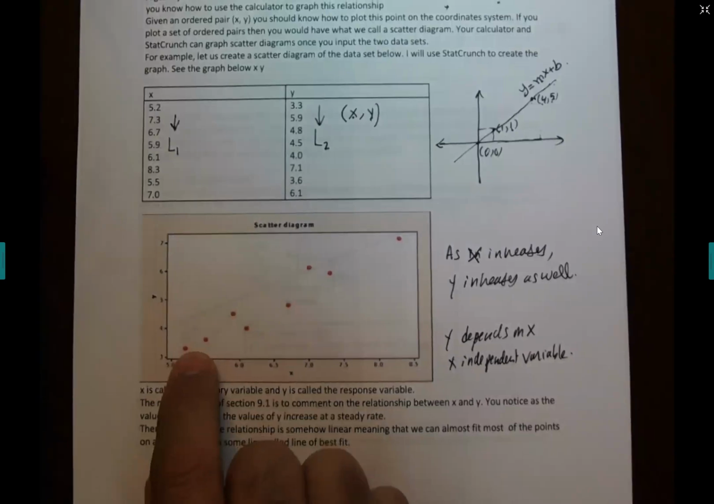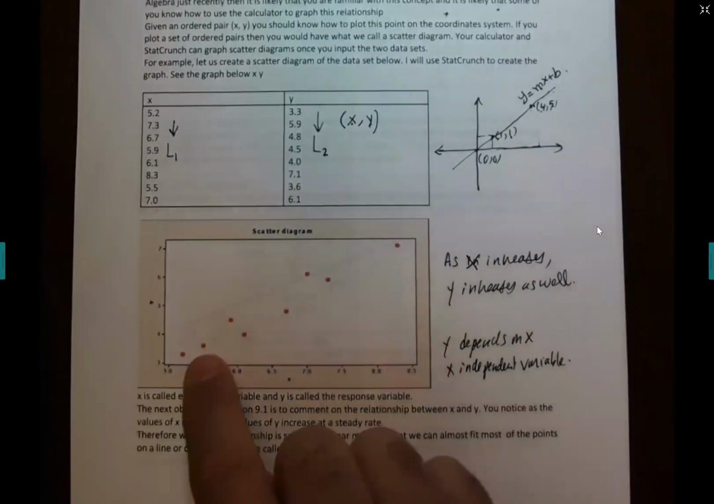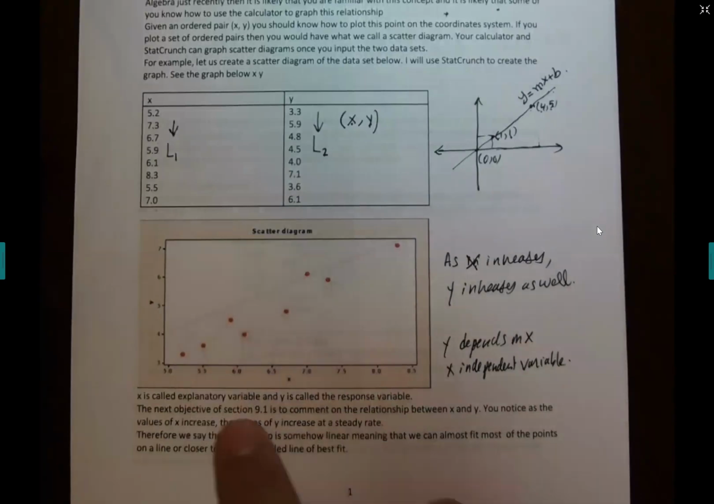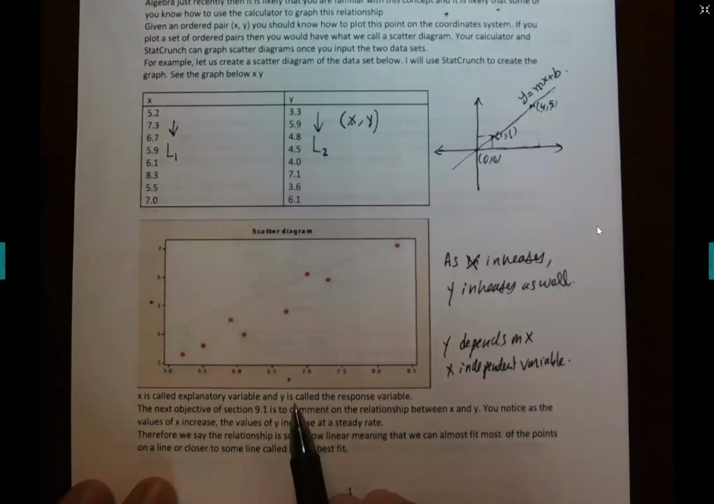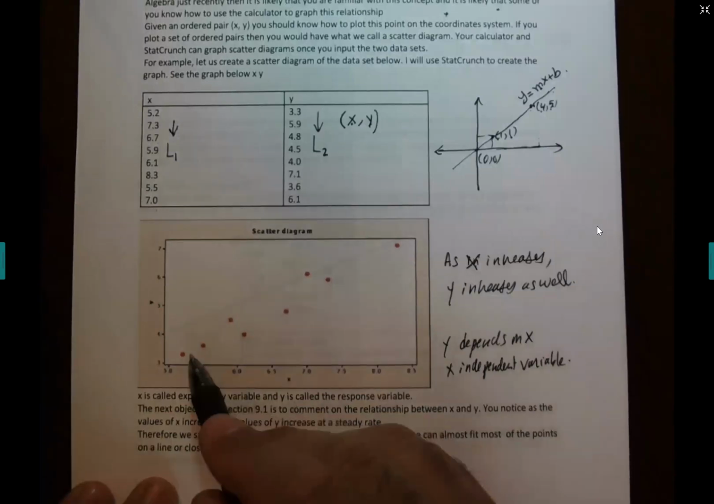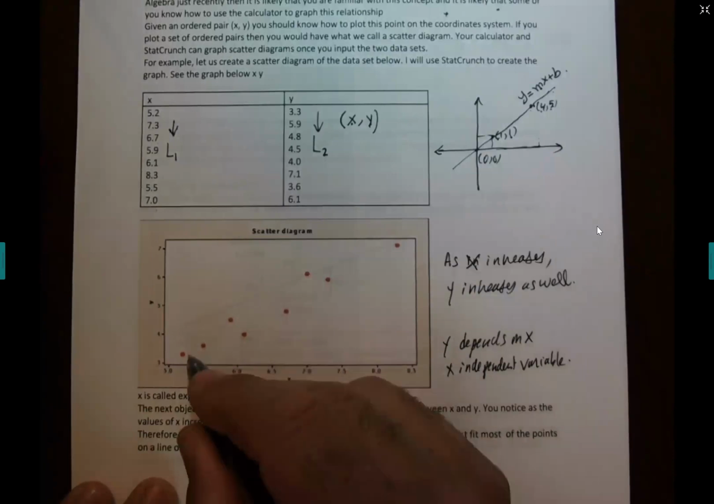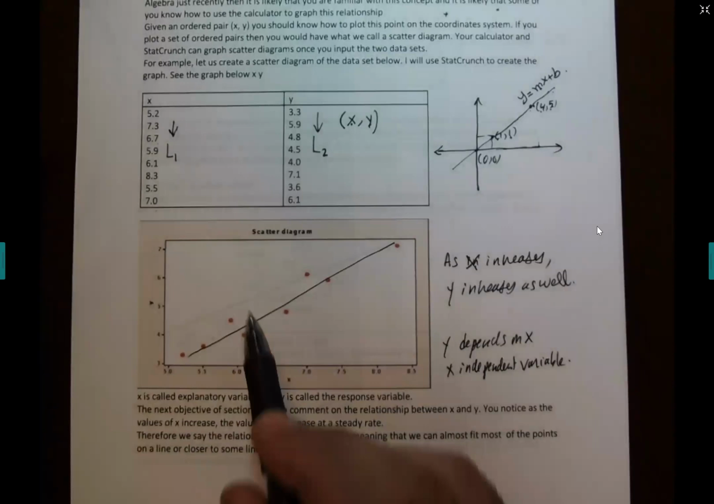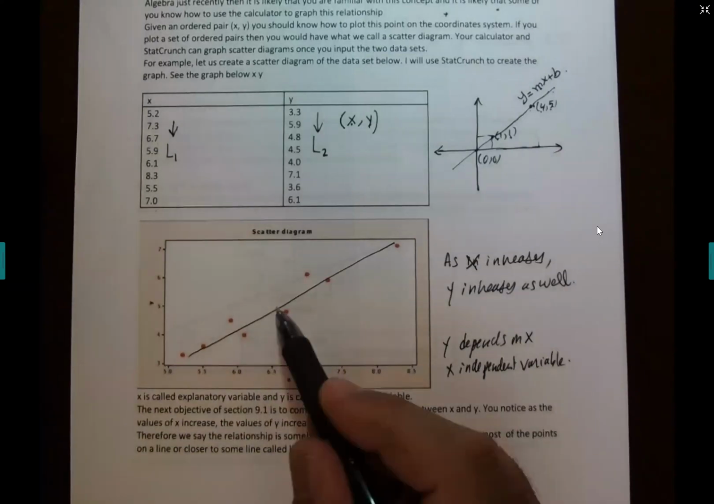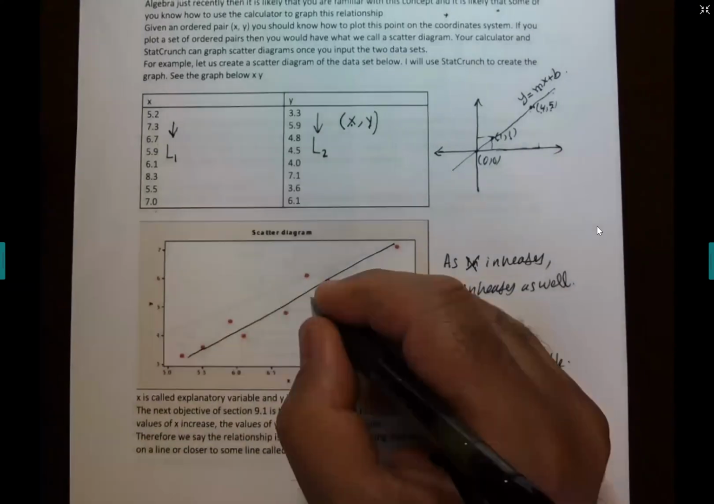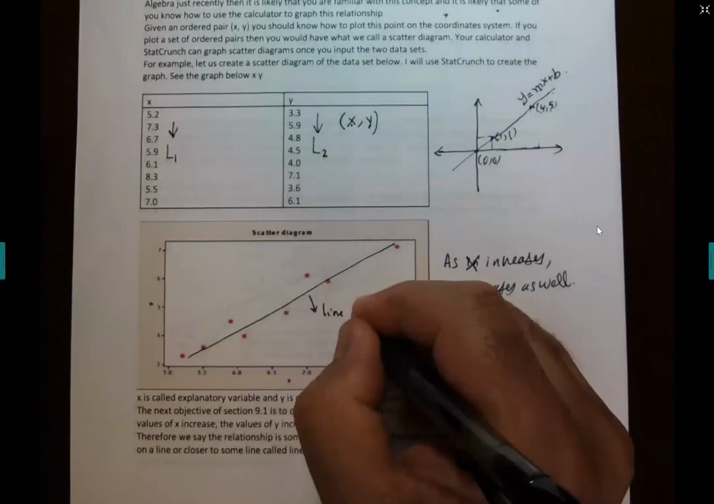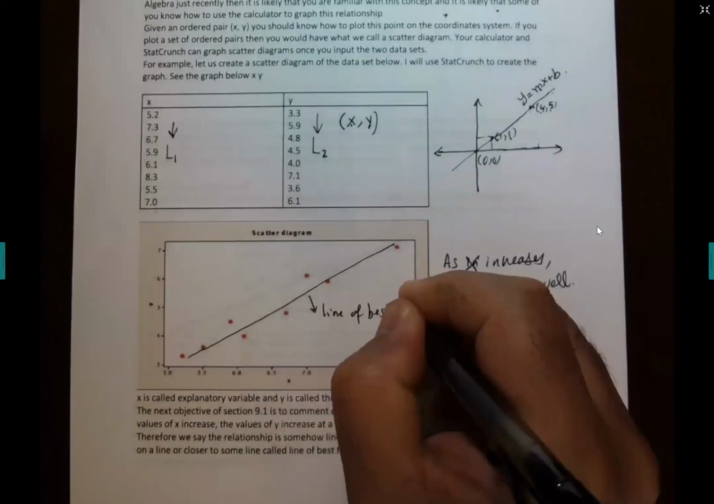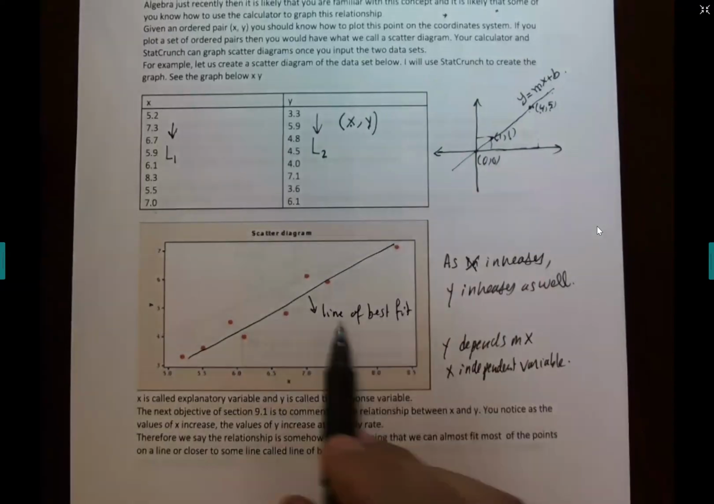Now, guys, you notice that those points seem to belong to a line. If you agree with me, there is a line that some of the points fit very close to, and this line will be something like that. They don't fit exactly on the line, but they seem to be very close to the line. And this line is called the line of best fit. So you're going to learn how to find the equation of this line. It's called the line of best fit.